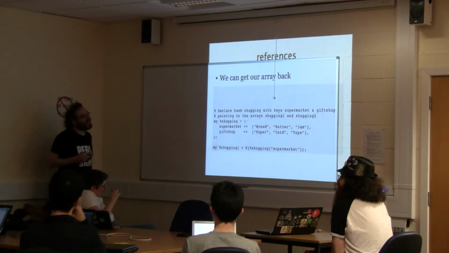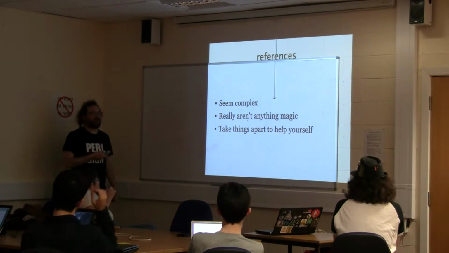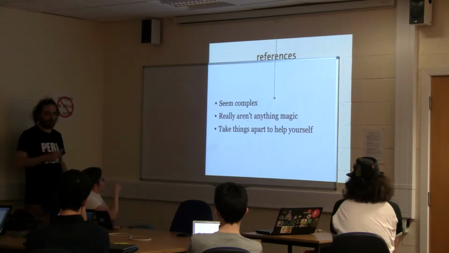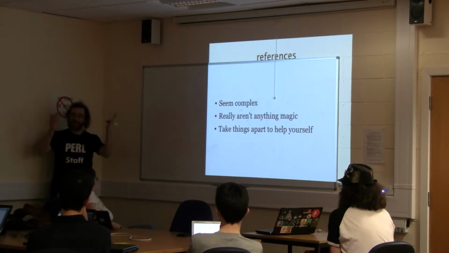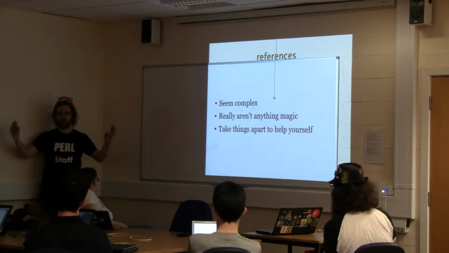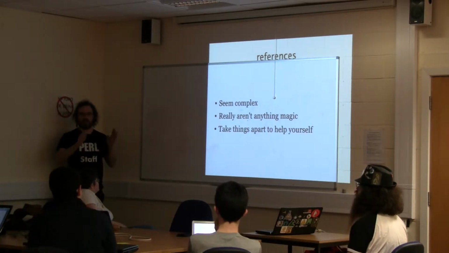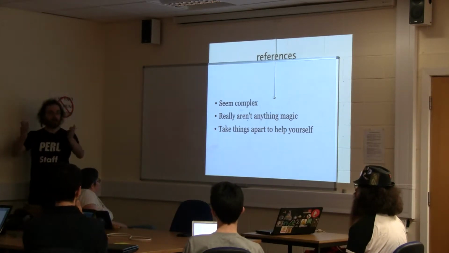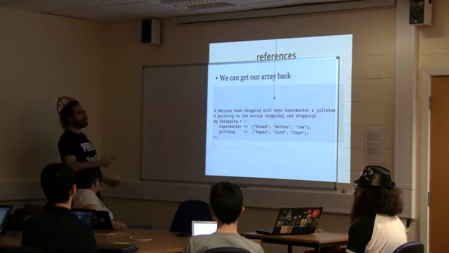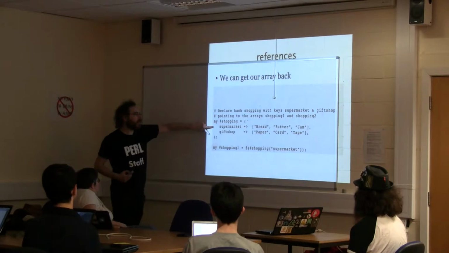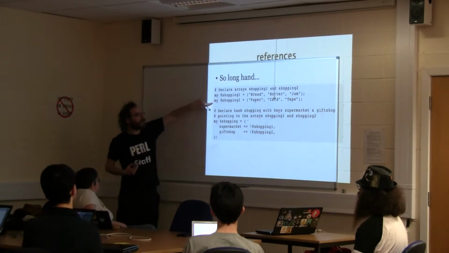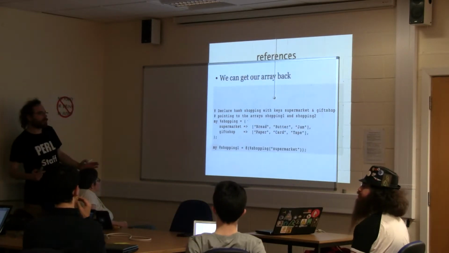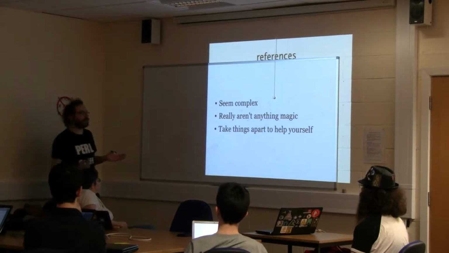Well done. So references seem complex, they really aren't anything magic. Take them apart and help yourself. Where you've got a complex data structure and you think, I can't work out what's going on, break it into chunks, extract the variables. Turn that nasty data structure, pull it out, change it from being an array hash to an array. Break it down so you've got each individual element, and just take the thing apart. It's not complicated. It might seem complicated, but it isn't.